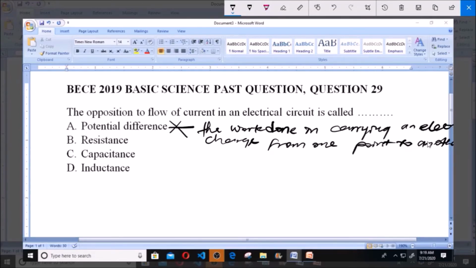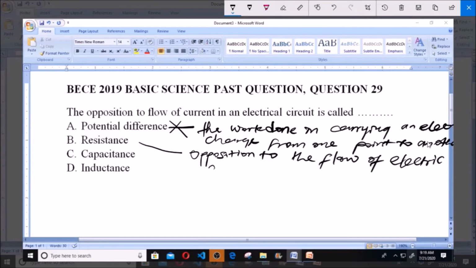Then B says resistance. Now resistance simply means the opposition. Resistance is the opposition to the flow of electric current. That's what B says. So B says resistance, and it is measured in ohms.